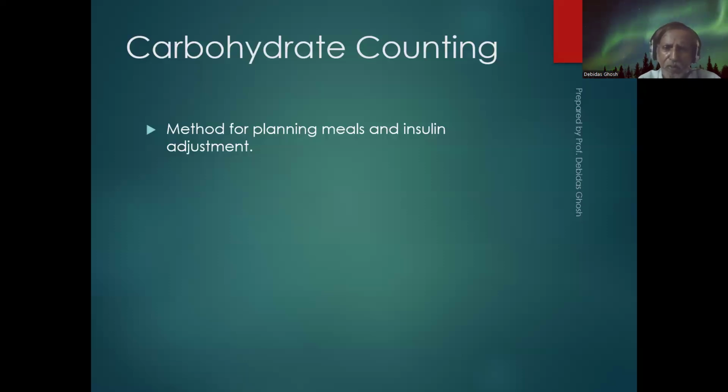Carbohydrate counting is a method for planning meals and insulin adjustment. That means, what is the dose of the insulin that we provide to the patient? On the basis of the meal planning, the insulin dose should be adjusted, and that is known as carbohydrate counting. So, carbohydrate counting is another strategy for blood glucose regulation in diabetes, which is the combination of the meal planning by the inclusion of carbohydrate-rich food and exclusion of high glycemic index, high glycemic load containing food, and the insulin dose which is required for blood glucose management.